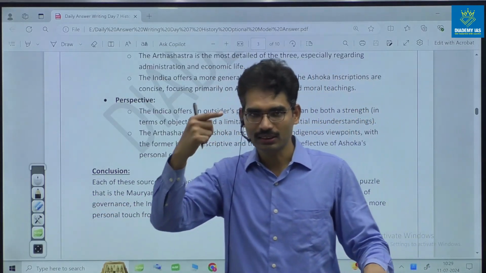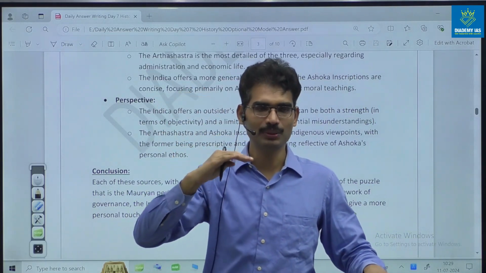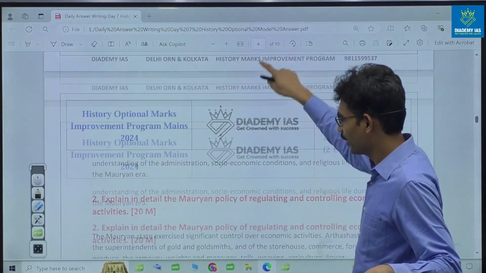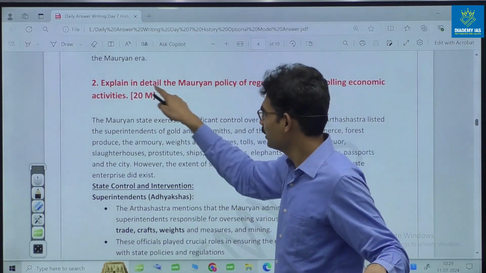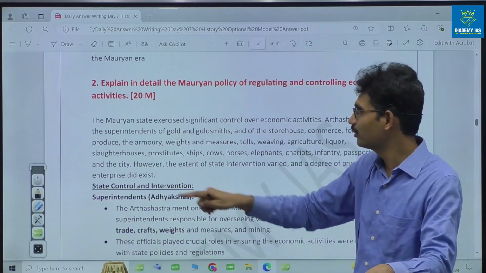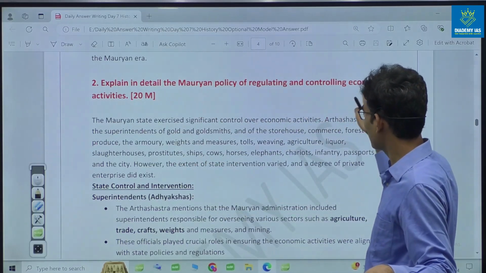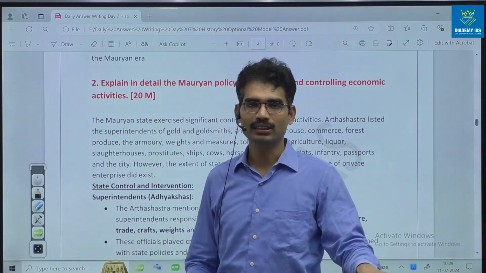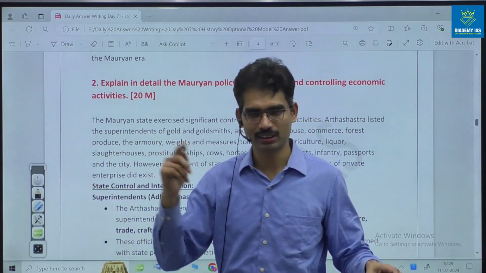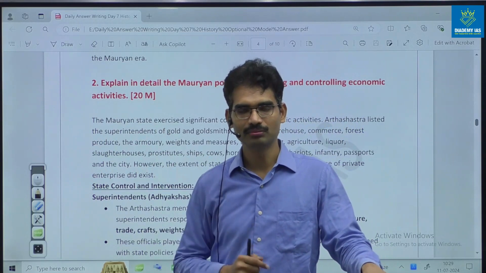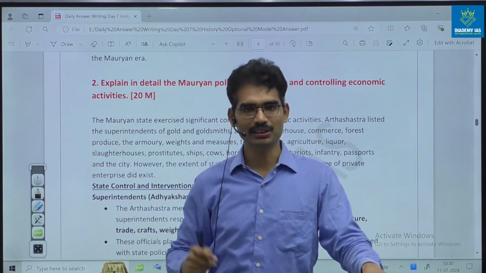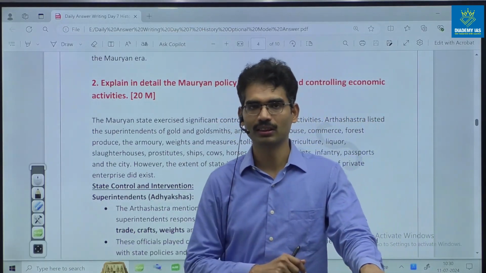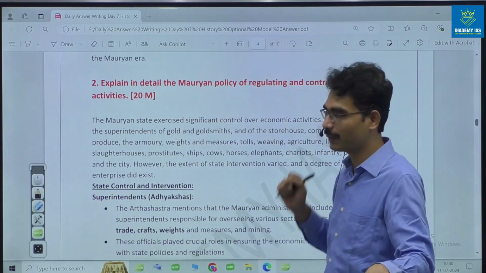Then that is how you have to divide the question into multiple segments depending on the demand, and you keep writing. Next one, suppose I give a second question: explain in detail the Mauryan policy of regulating and controlling economic activities. Do you see? In the previous question, it was asking about the Arthashastra, Indica, and inscriptions for economic conditions, as part of a bigger question. There you cannot write much detail about the economy. But here, the question itself is asking, explain in detail.